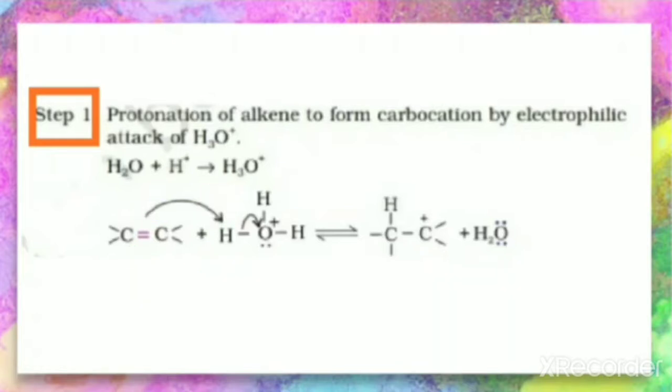So why does it form a positive charge here? Because when H plus gets attached on this carbon atom, the double bond breaks. Now you can see that the valency of this carbon atom is not satisfied, so there is a deficiency of electrons. So it develops a positive charge there. That is called protonation of alkene. Protonation means addition of a proton to the alkene. So it results in the formation of a carbocation.